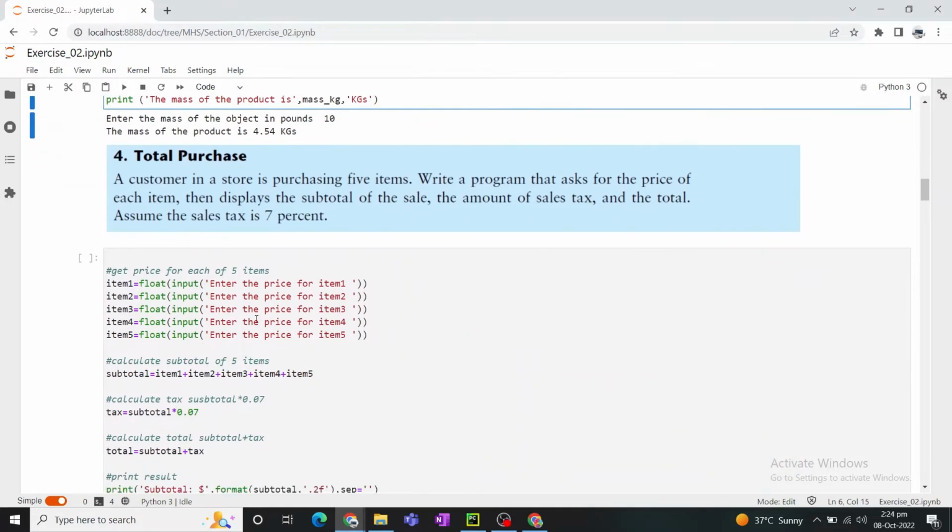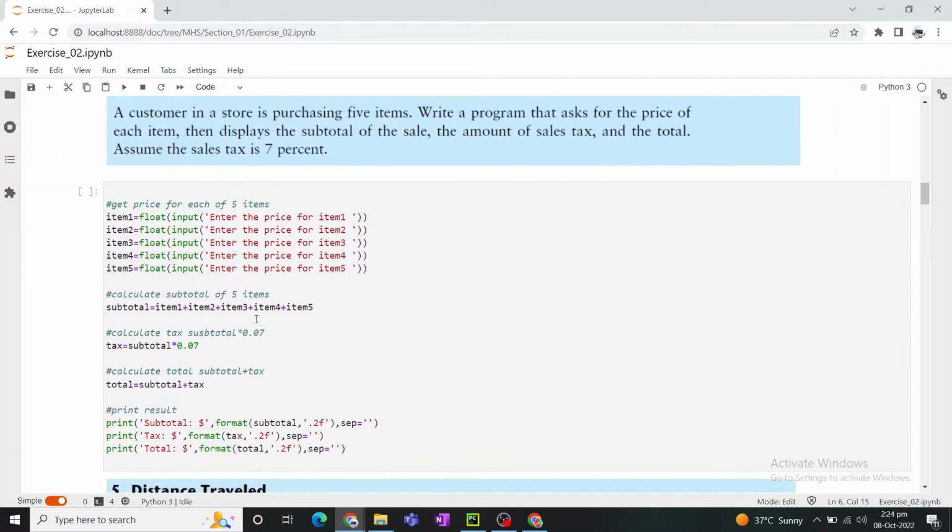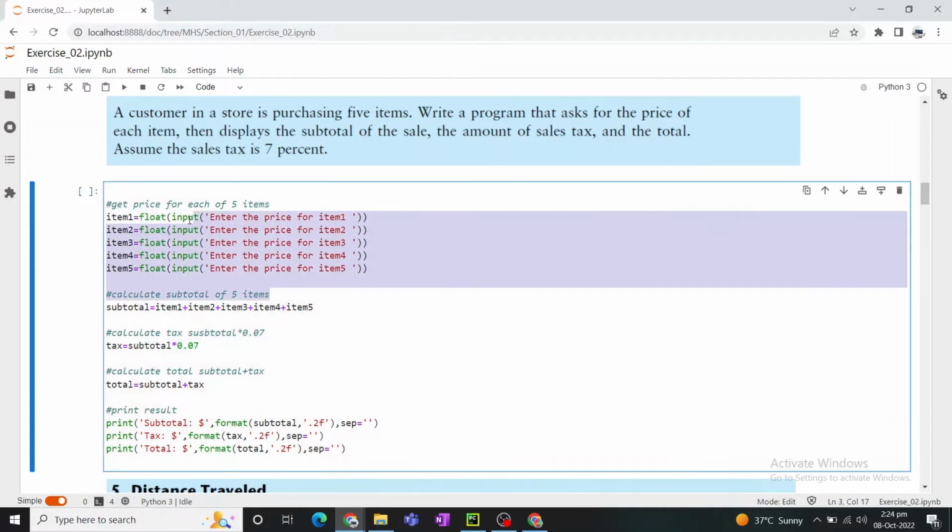Okay, total purchase. A customer in a store is purchasing 5 items. Write a program that asks for the price of each item, then display the subtotal of the sale, the amount of the sales tax, and the total. Assume the sales tax is 7%. So we have to calculate the total sales tax on the total purchase, and we have to enter the amount of the 5 items.